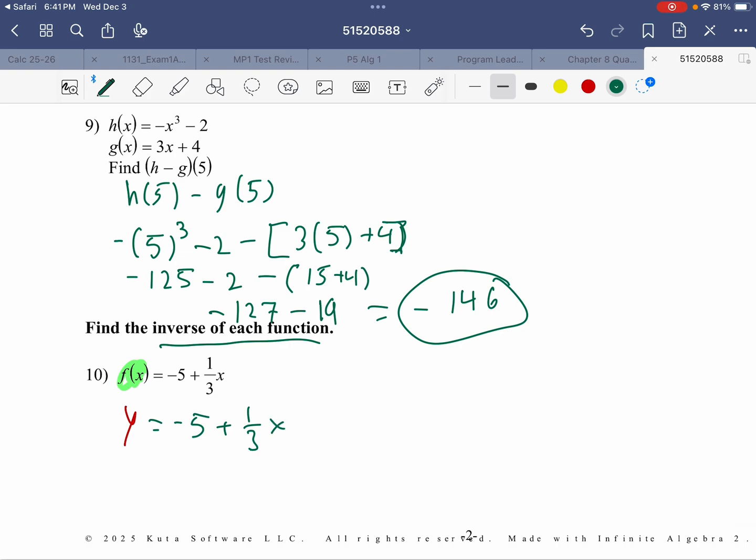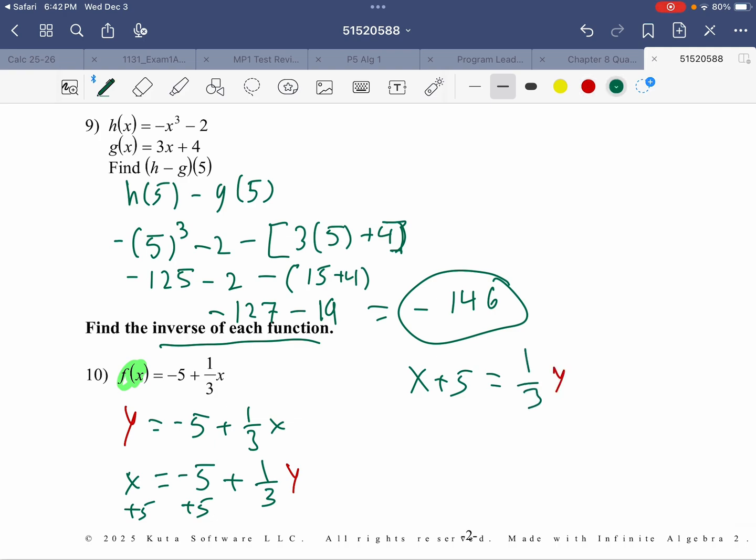So after we replace f of x with y, we're going to interchange x and y. So now x is equal to, let me fix it. x is equal to -5 plus 1/3 y. And at this point, we need to solve for y. So I would add 5 on both sides of the equation. x plus 5 is equal to 1/3 y.